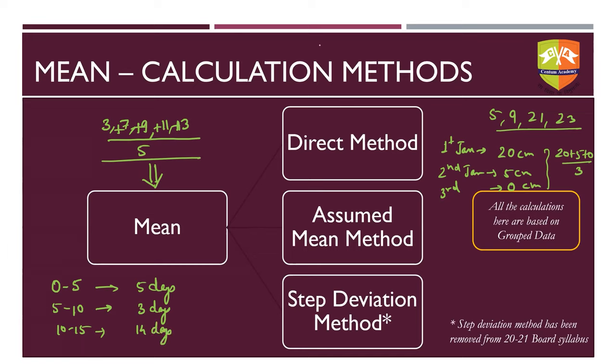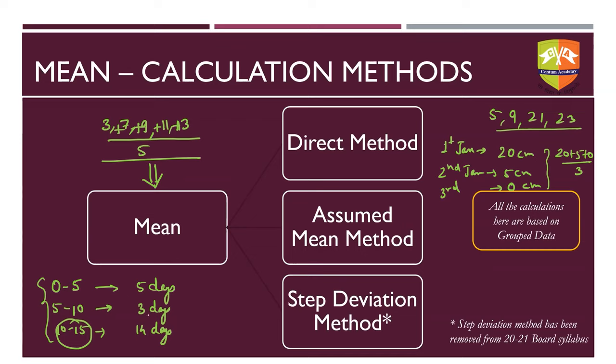So with this small example, you can clearly say that Bangalore receives a fairly reasonable amount of rainfall. 10 to 15 centimeter has the most number of days, right? So Bangalore receives a good amount of rainfall.